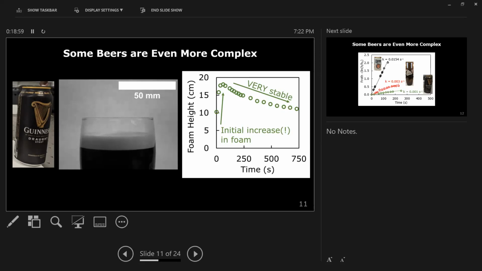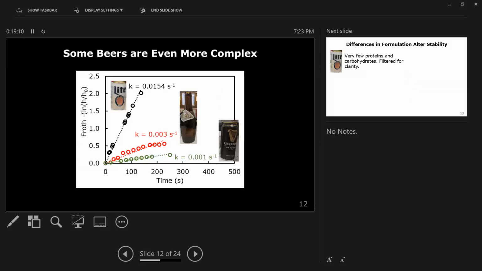It stays around forever. The head on my Guinness, which was poured maybe an hour ago, is still there. It's still there, right? So it's very, very stable. If you then do the analysis that I've shown for rate constant, that can be measured, right? So you have the Miller Lite again, you have the Orval, but then you have Guinness way down here. It almost can't be measured how small the rate constant is. Okay. So this would be an example of an experiment done in the research center for these breweries. So then why is this?